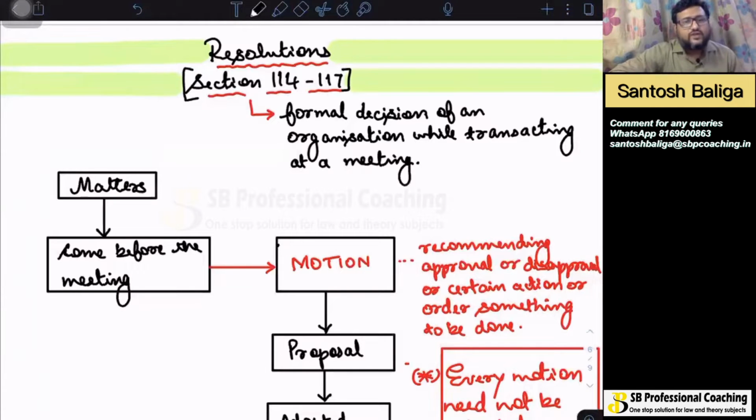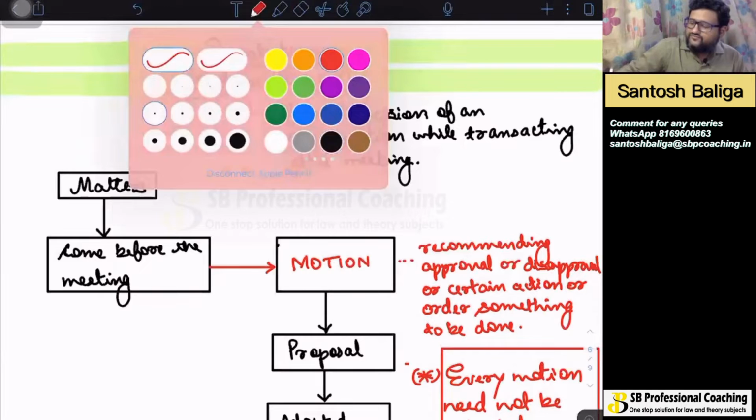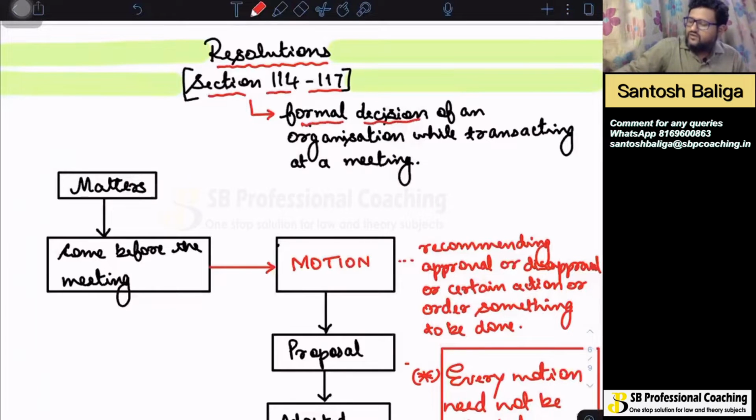Now, resolutions are basically the formal decisions of an organization. What do you mean by formal decisions? Formal decisions means the business decisions which have been taken by the company.